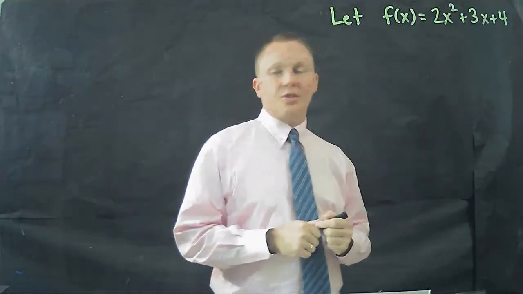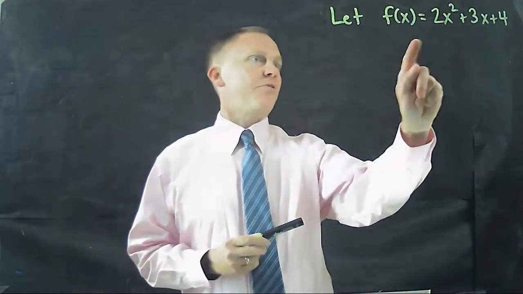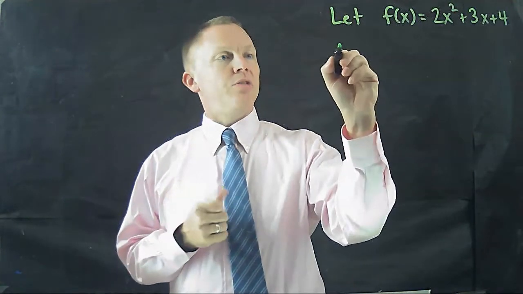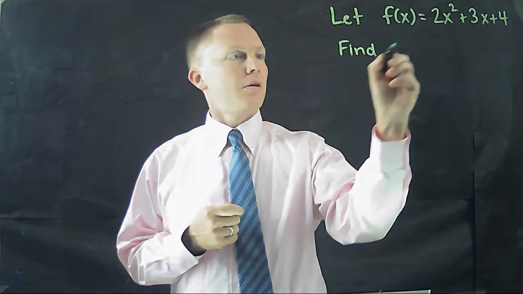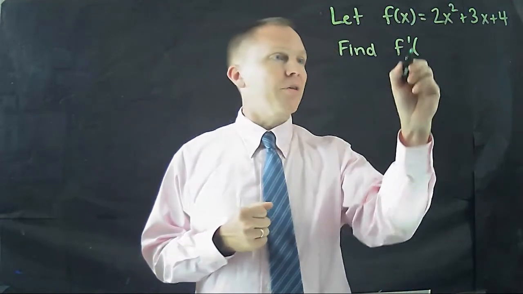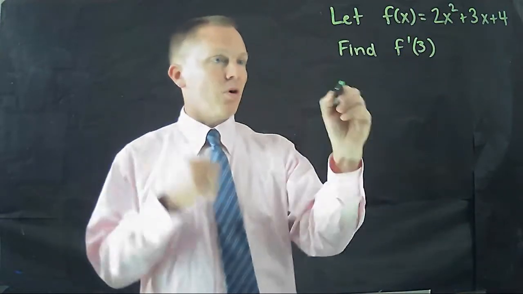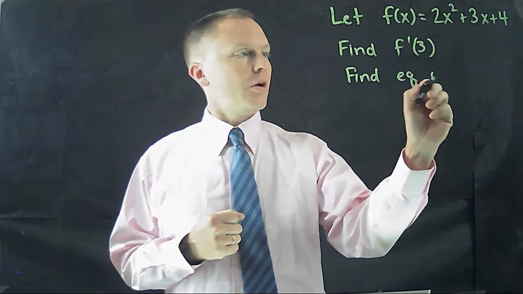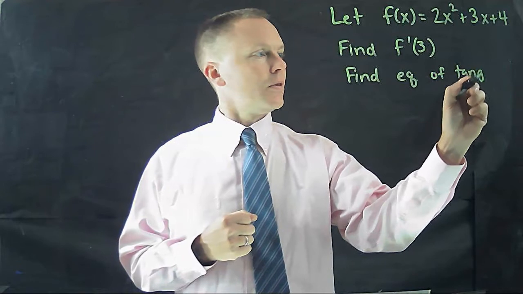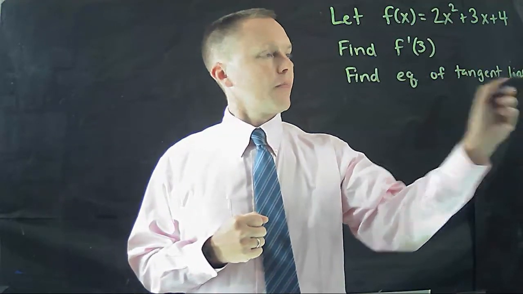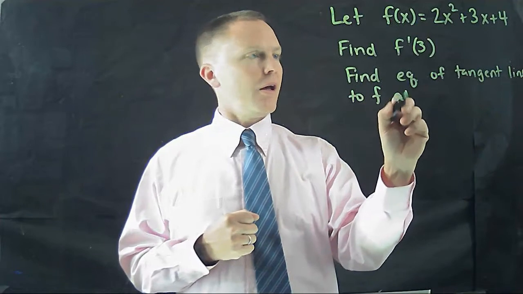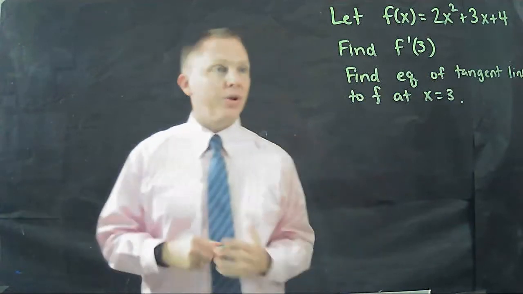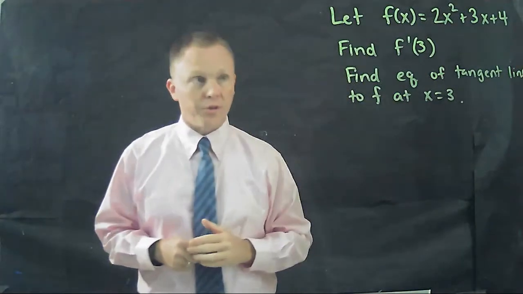So I've got this function here. This is going to be our example. It's a simple parabola. f of x is 2x squared plus 3x plus 4. And what we're going to do is find f prime of 3, and then we're also going to find the equation of the tangent line to f at x equals 3. Okay, so we're going to do those two things. It turns out, hopefully you realize, that in order to do the second thing, you have to do the first thing.